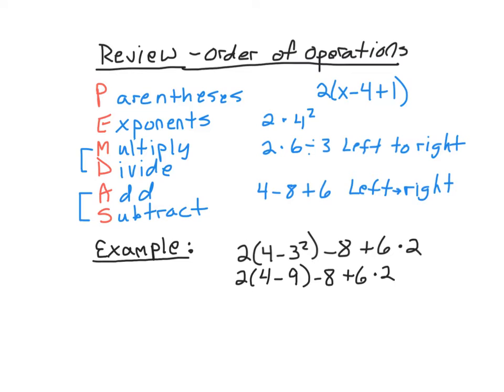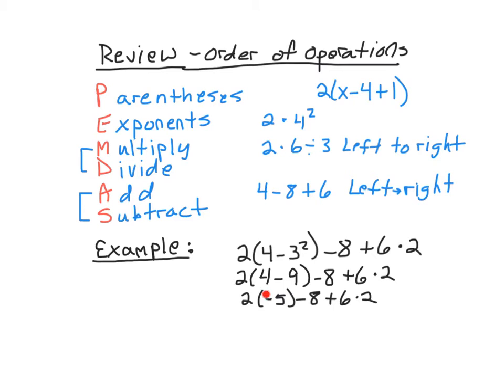Now I've got to finish my parentheses because I got the square out. And the only thing left I can do here is the 4 minus 9. And so I'll take care of that, and I end up with 2 times negative 5 minus 8 plus 6 times 2. And now I have done my parentheses and exponents completely. And so now I'm down to here where I want to multiply and or divide. Well, I only see multiply in there. There's no divide. And so I'm simply going to multiply all of the multiplications that are in there.